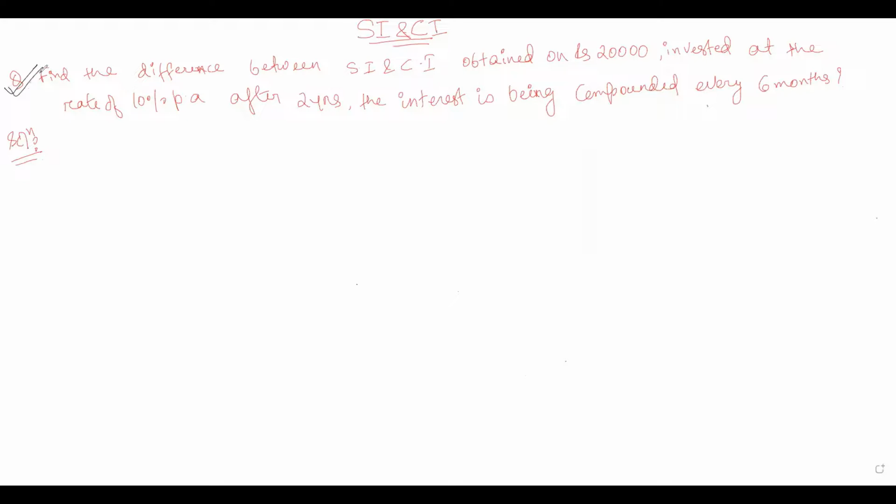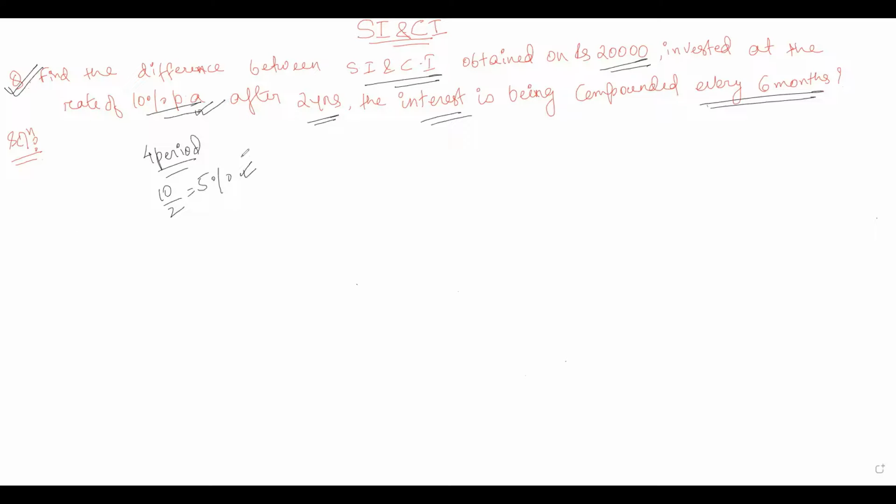Okay, so now let us see this question. Find the difference between SI and CI obtained on rupees 20,000 invested at 10% per annum after 2 years. Interest is being compounded every 6 months, or half yearly. So here the interest is being compounded every 6 months, so we can say that for these 2 years, there would be 4 periods. And the rate of interest would be 10 by 2, that is 5%. Since this 10% is per annum, for every 6 months the rate of interest would be 10 by 2, that is 5%.